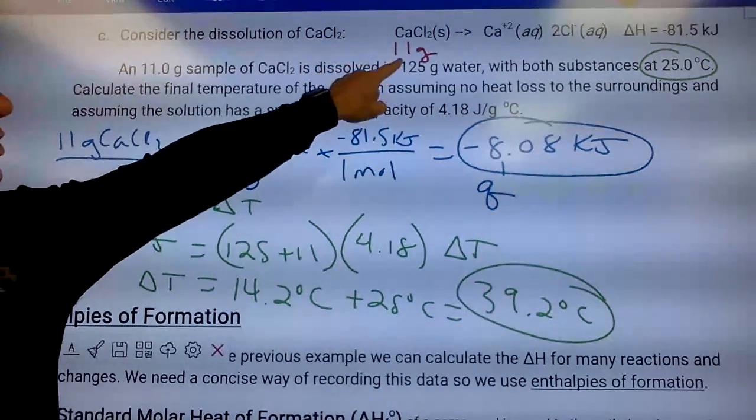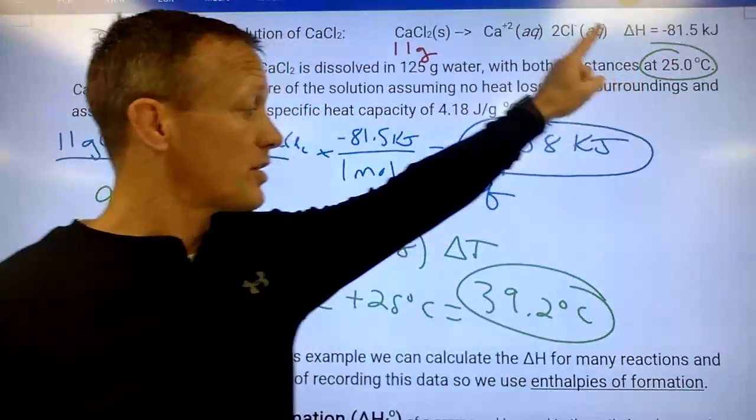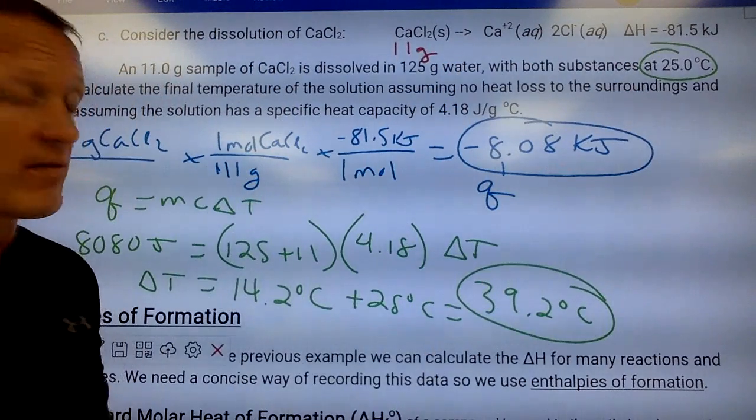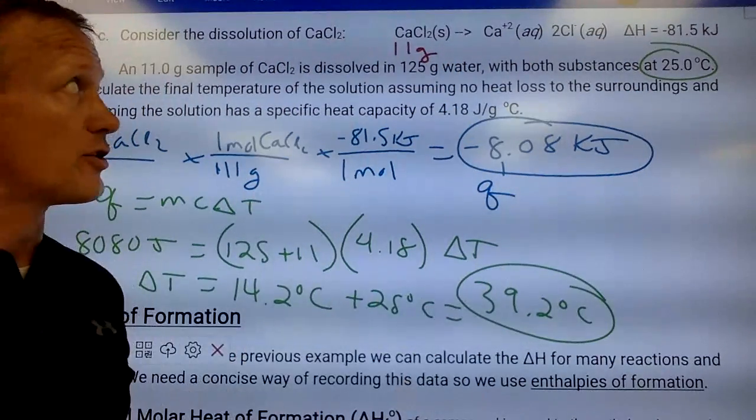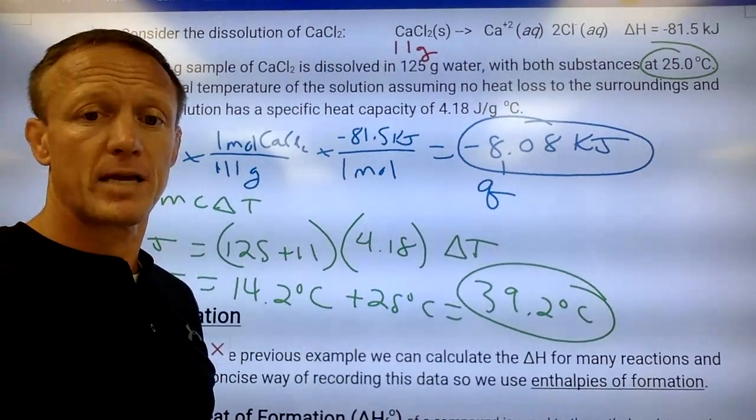So when we dissolve 11 grams of calcium chloride in 125 grams of water, the solution starts at 25 degrees Celsius, it'll go up to 39.2. If we had more water, the temperature wouldn't change as much. If we had more calcium chloride, the temperature would change more. That's it.